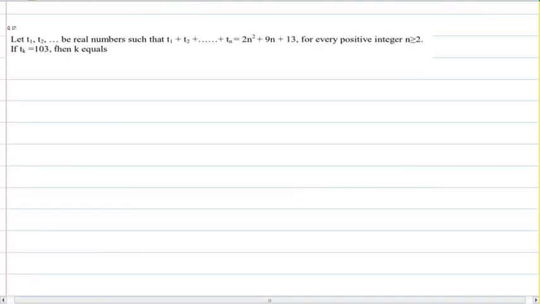Let T1, T2 and so on be real numbers such that T1 plus T2 and so on up to Tn addition is 2n square plus 9n plus 13 for every positive integer n more than or equal to 2. If Tk is equal to 103, then k equals. Again a theta based question, nothing to replace. Here I want you to understand that you have been directly given sum of a sequence and you want a specific term of the sequence.